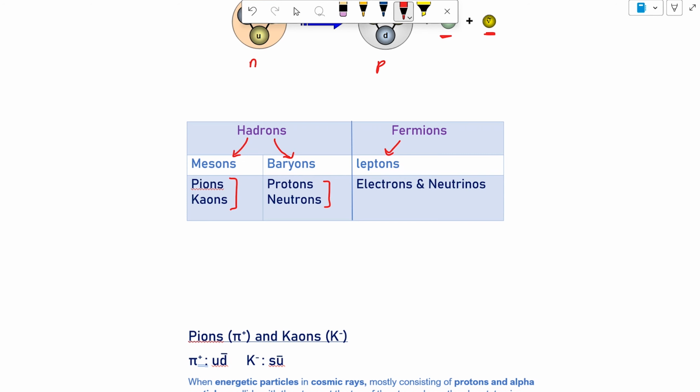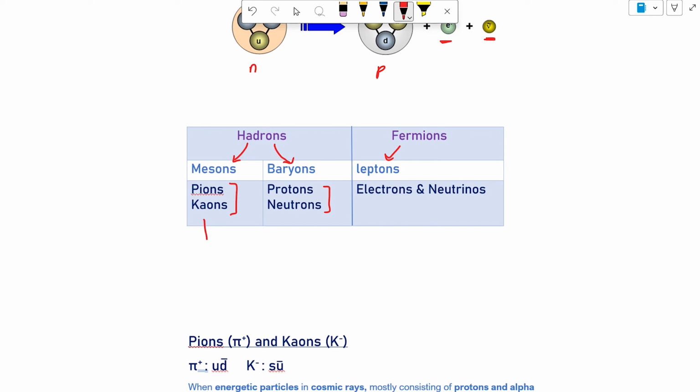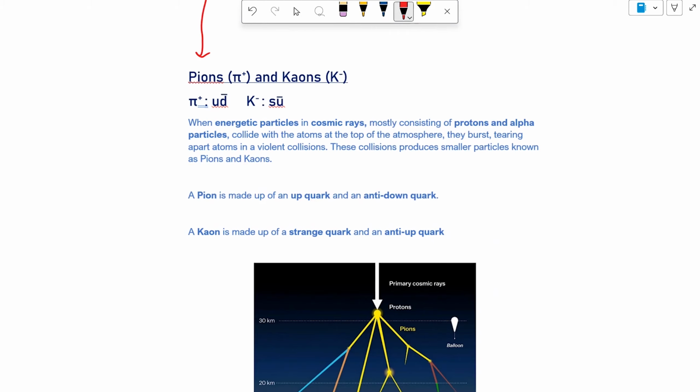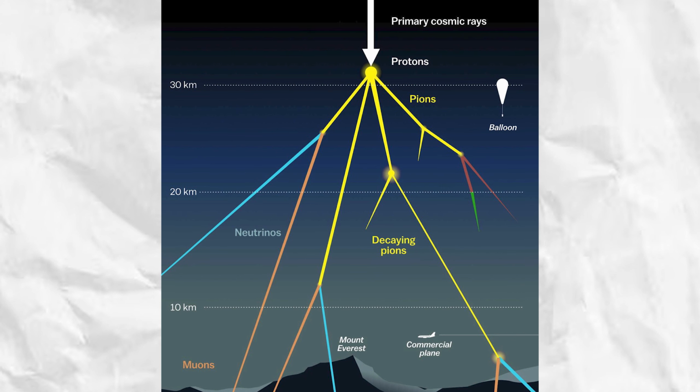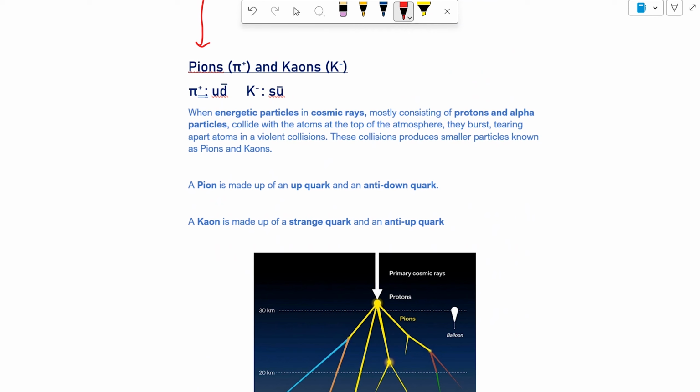Now, let's explore pions and kaons. Pions and kaons are produced when cosmic rays, which are high-velocity atomic nuclei or protons, strike our atmosphere to produce a rain of subatomic particles, amongst which are the pions and kaons. Pions are made up of an up quark and an anti-down quark, whilst a kaon, which is negatively charged, is made up of a strange quark and an anti-up quark.